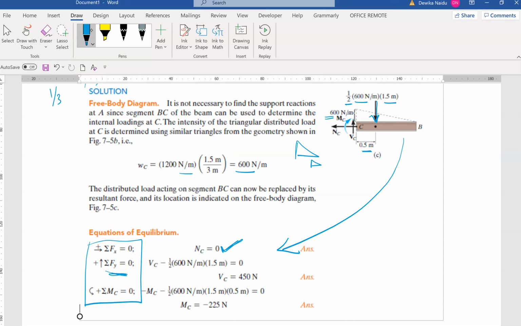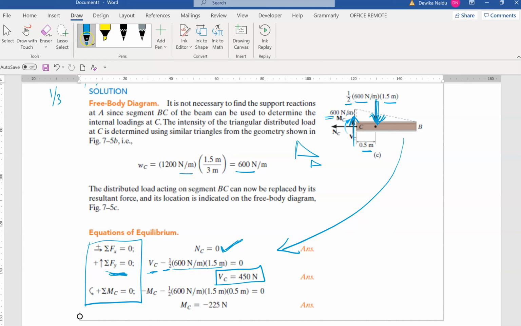The next one would be Fy equals 0, where we have Vc minus half times base times height, which is the force that's going down here. Can you see Vc is going up? This force is coming down. So what is this force? Half times base times height. So Vc will be 450.